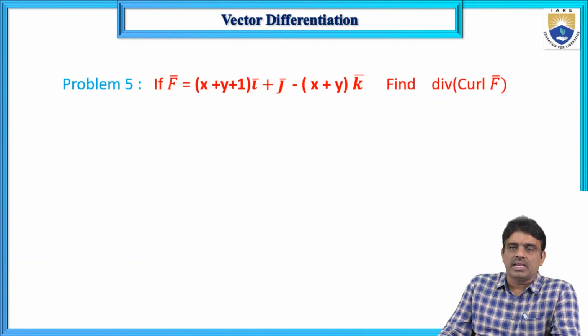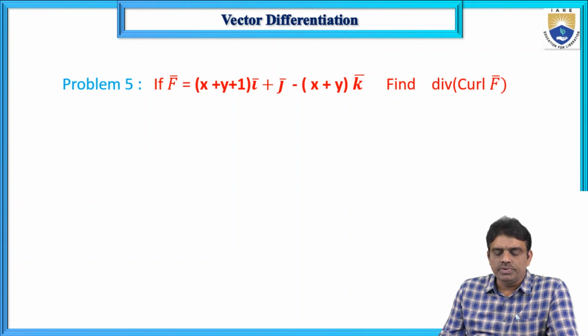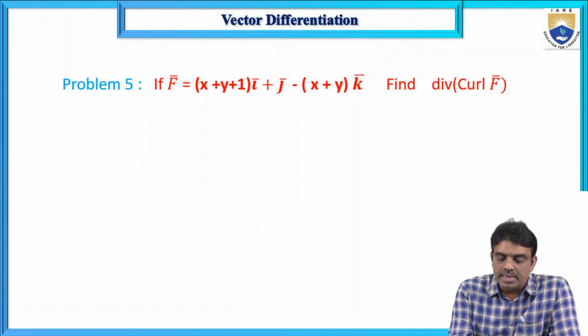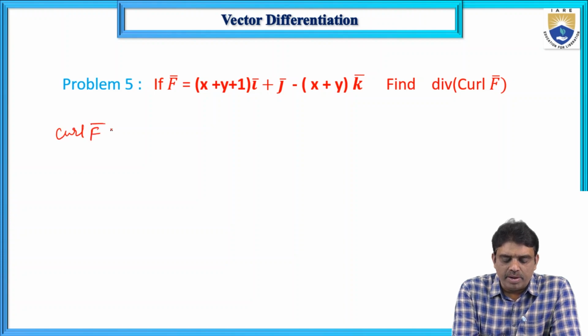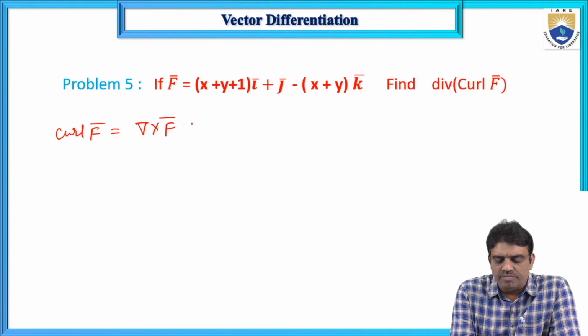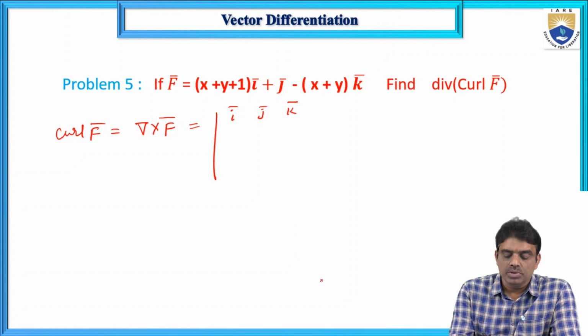Already we have seen div curl F bar is always 0. So we see with one example, and here F bar is given as this vector, then how to find curl F bar? The curl F bar is nothing but del cross F bar. Del cross F bar means i bar, j bar, k bar as the first row.